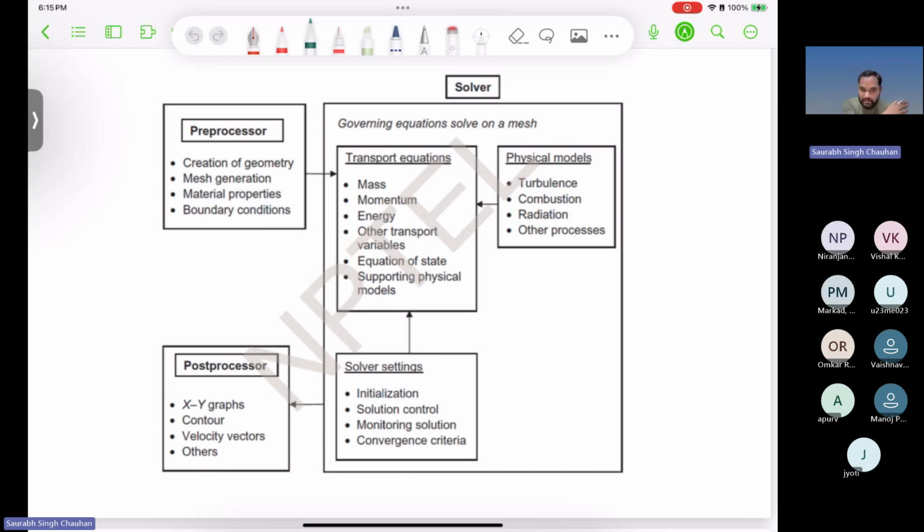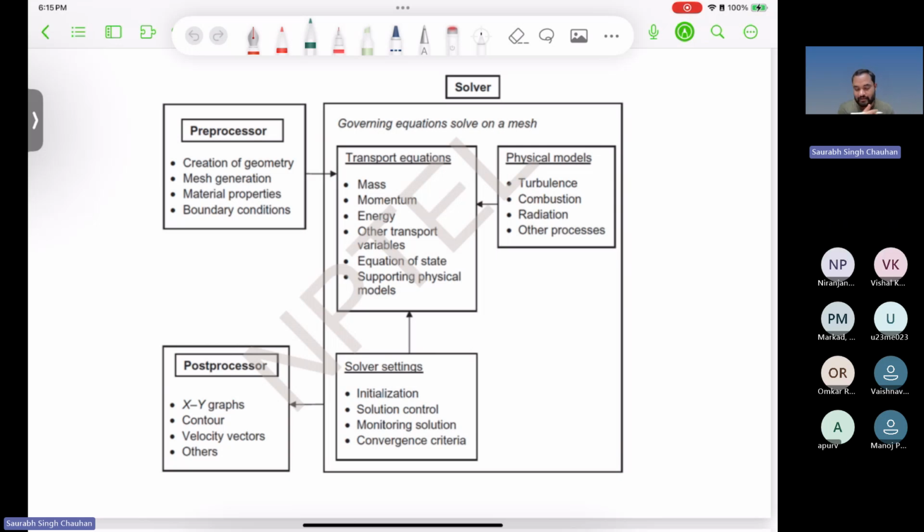For example, you have a pipe, and in the pipe there is some flow, and then you define, okay, from this side flow will come, and from that side flow will go out, that is the outlet, and this is our boundary, where there will be a no-slip condition. Okay, so like that you define the geometry. Then you discretize your geometry, that is called mesh generation.